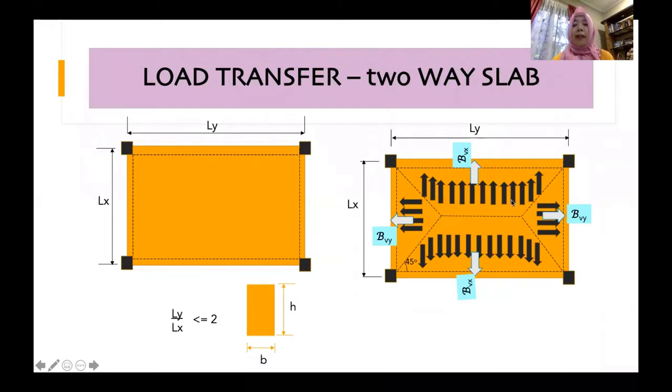The most important thing is that you need to imagine the way the slab will crack. According to the research, when the two-way slab reaches the ultimate limit state, when we apply the ultimate load, the crack will be as shown in the figure. It will be a straight line from this corner with an angle of 45 degrees.